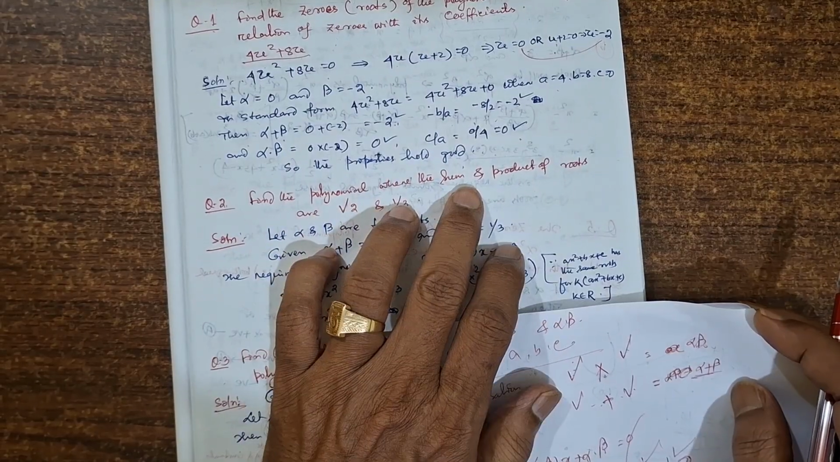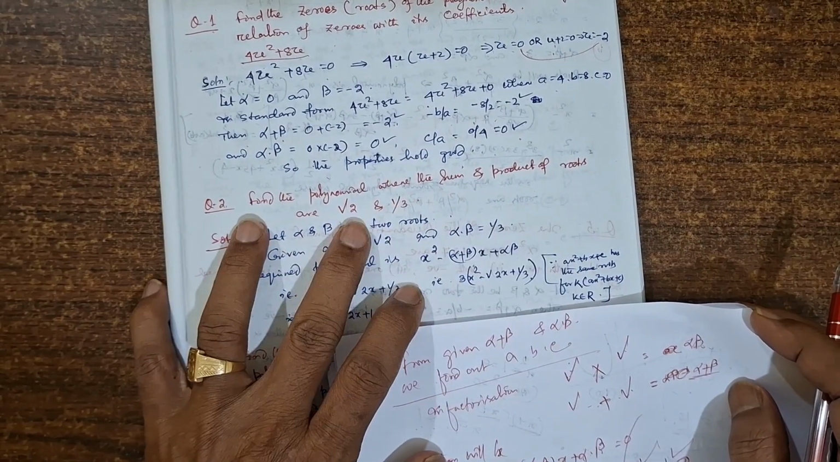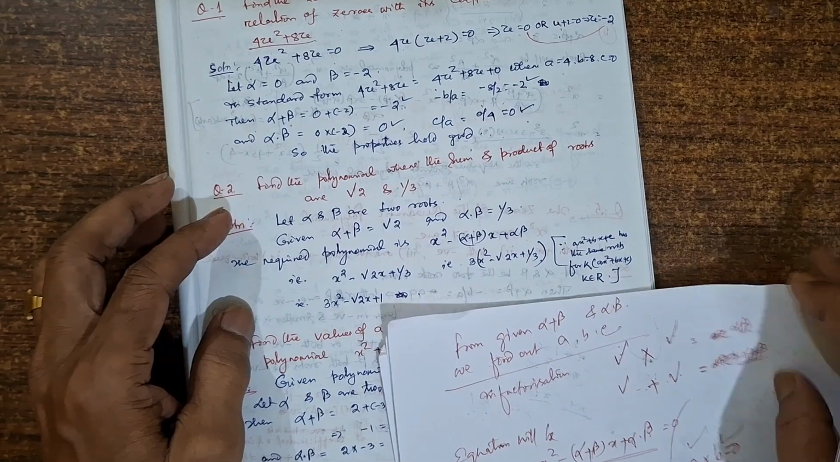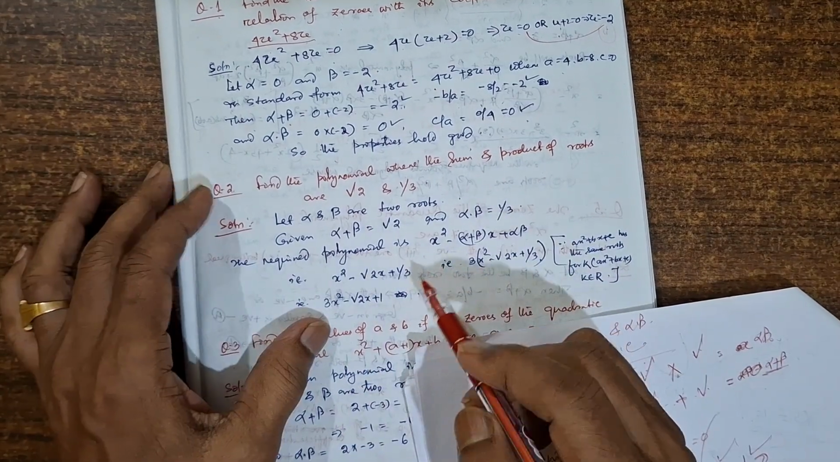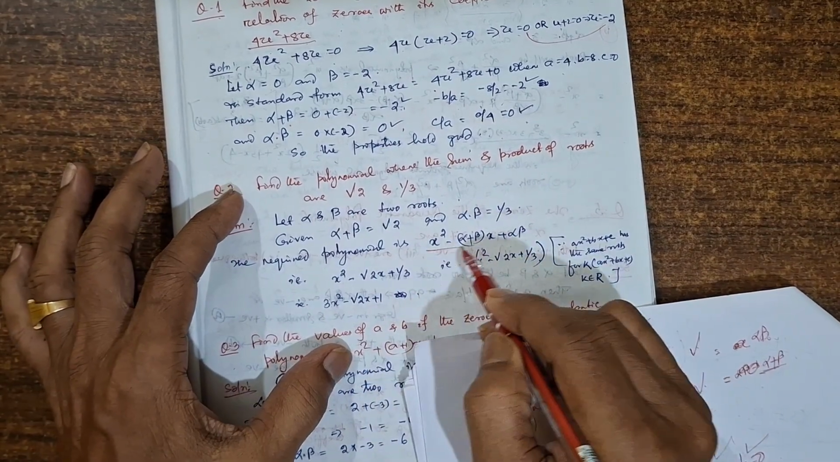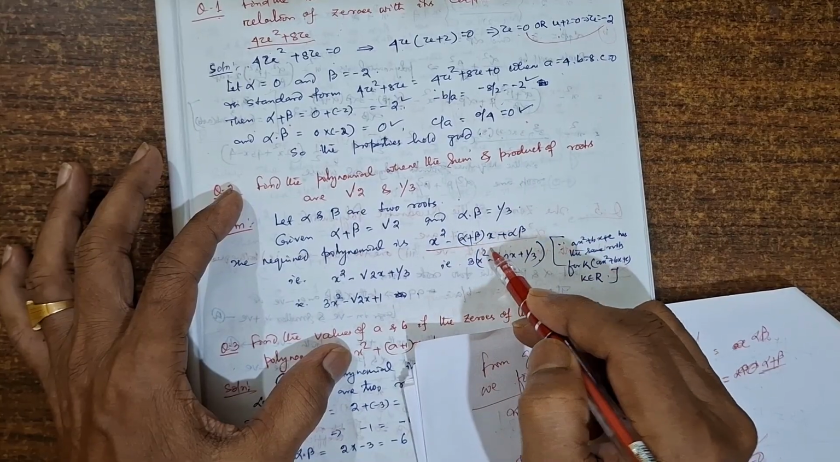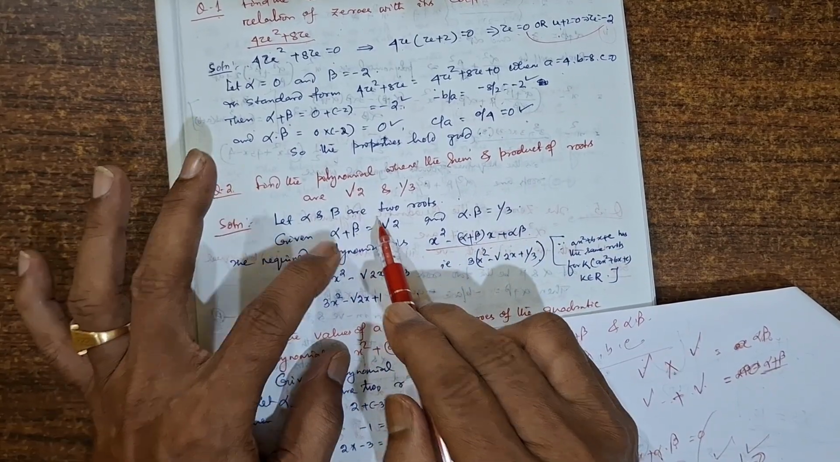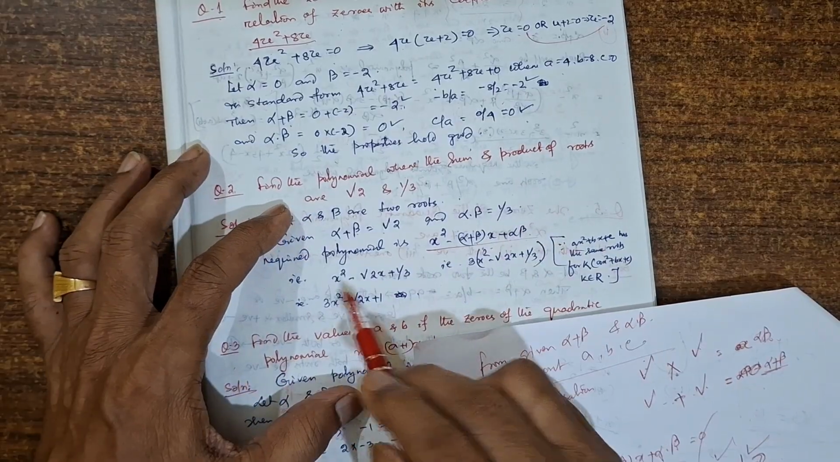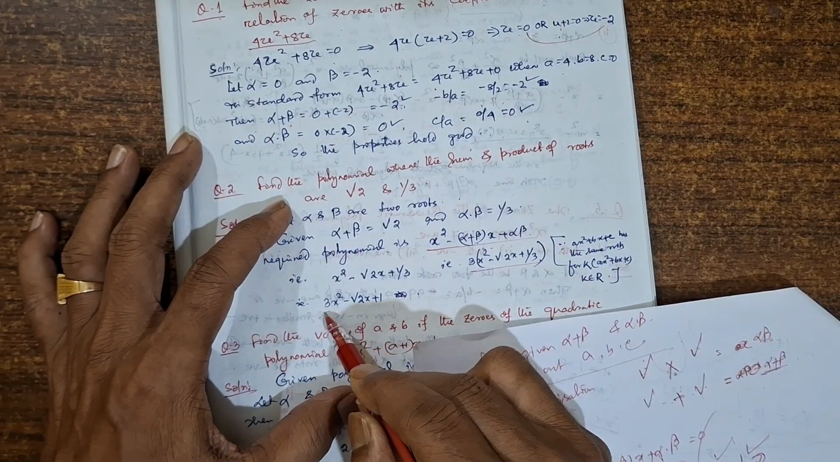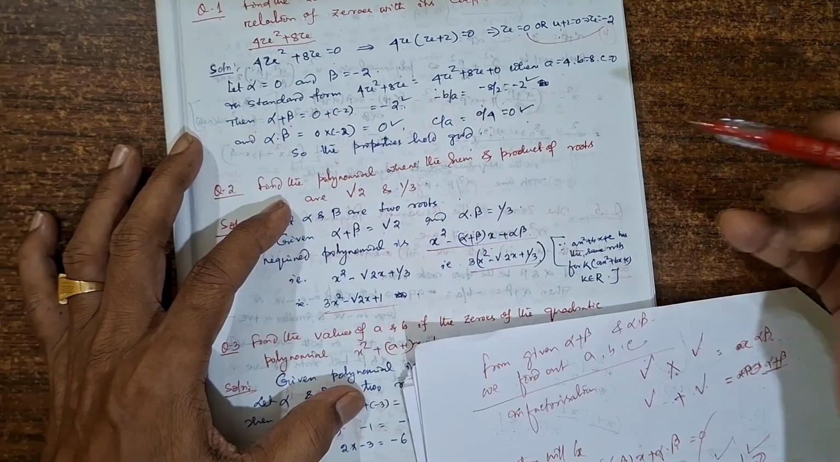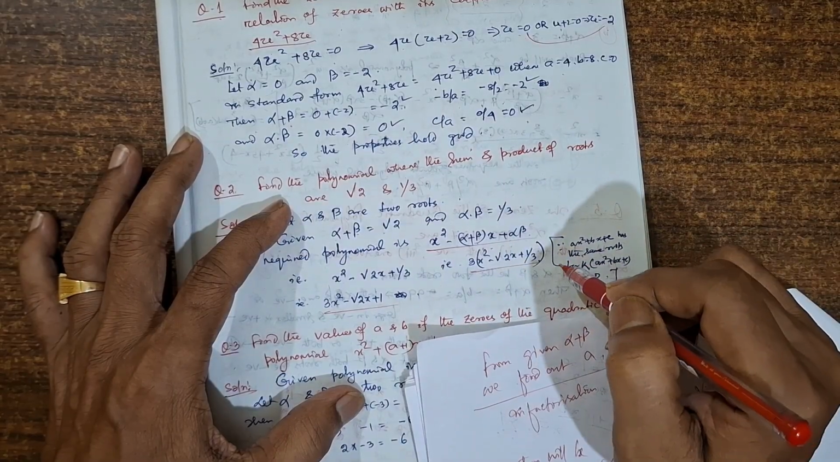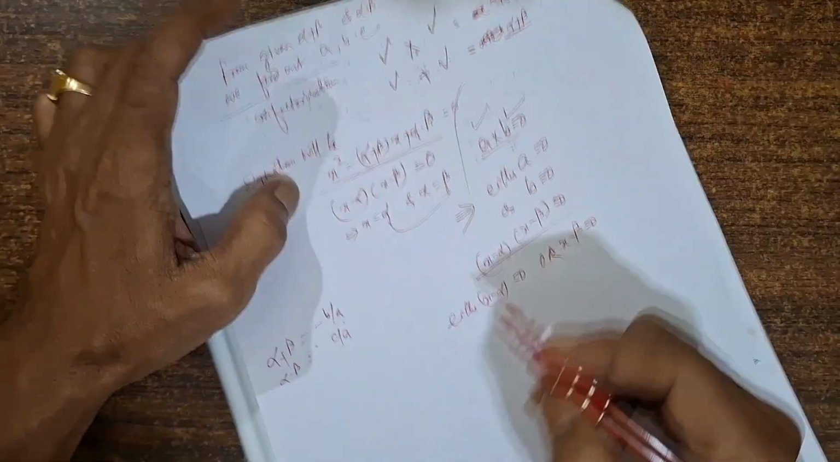Find the polynomial where the sum and product of roots are given. So what is the process? There are two processes, but the easiest process is always this: x square minus (alpha plus beta) x plus alpha into beta. Alpha plus beta is equal to root 2, alpha beta is equal to root 3. In the next chapter you can read that.